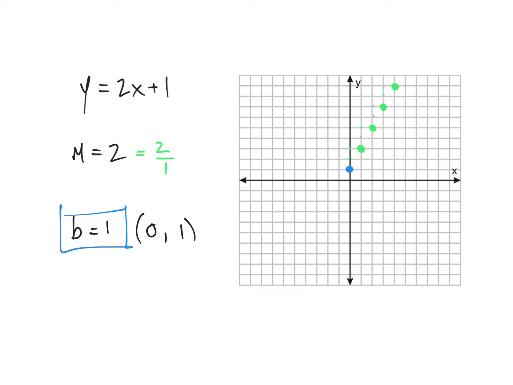And now that I have more than one point, I could go ahead and graph this line. So we'll go ahead and do that. Using our straight edge, we line up the points and graph the line. So slope-intercept form gives us enough information to graph a line. Let's try another one.